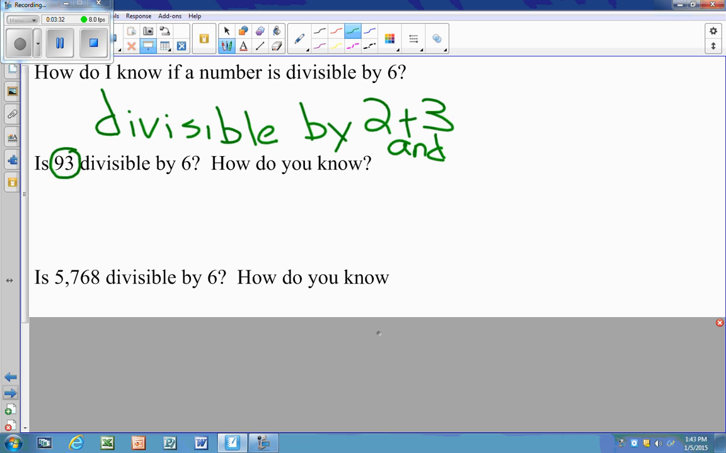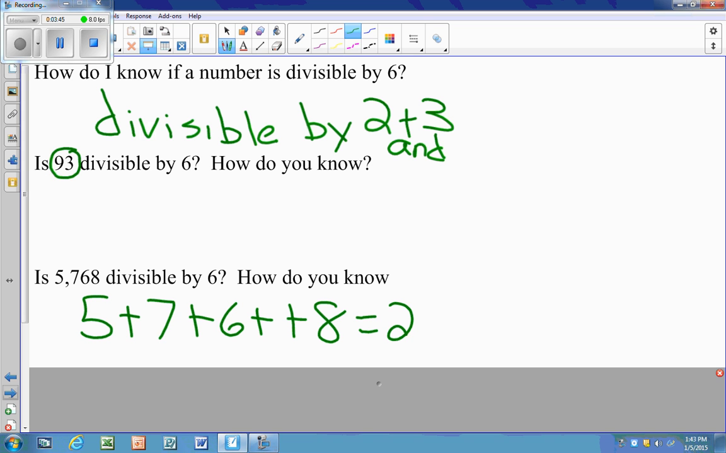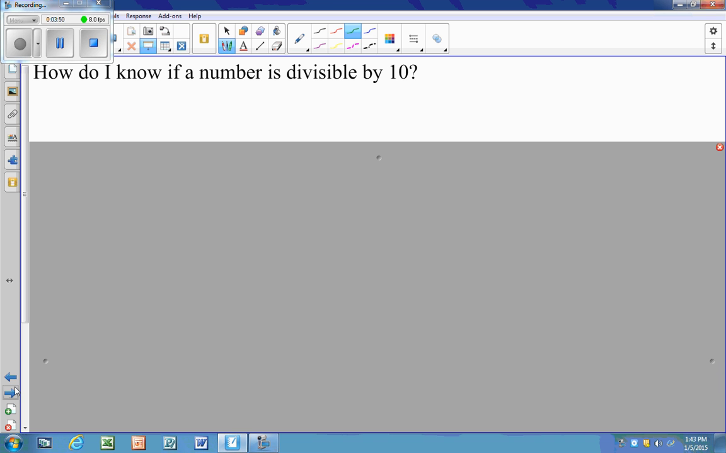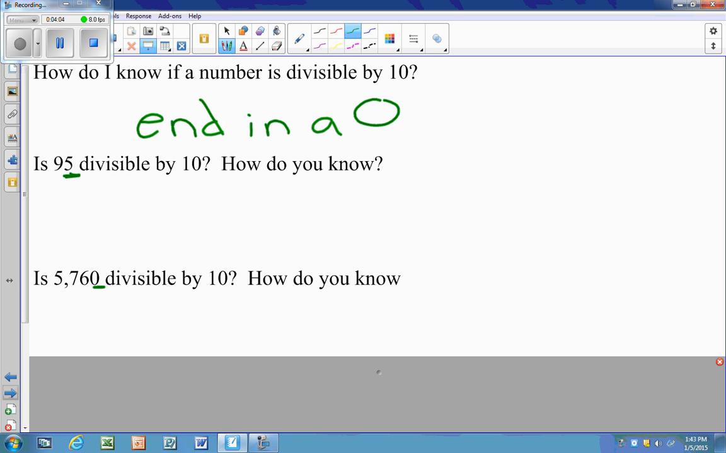Down here, 5,768, it is divisible by 2. Now I check it for 3, so I add it together, which is 26. 26 is not divisible by 3, so it cannot be divisible by 6. And the last one is, how do I know if a number is divisible by 10? It should end in a 0. So 95 ends in a 5, so it's not divisible by 10. 760 ends in a 0, so it is divisible by 10.